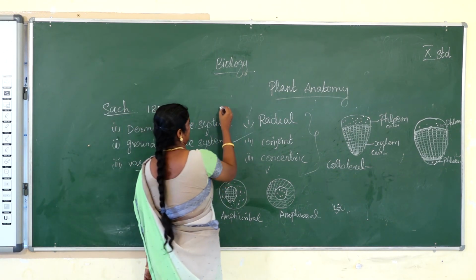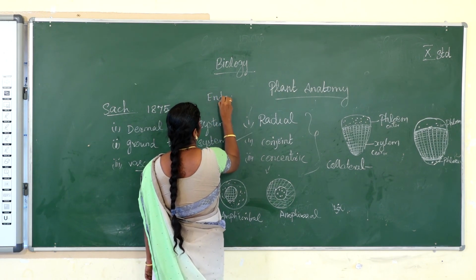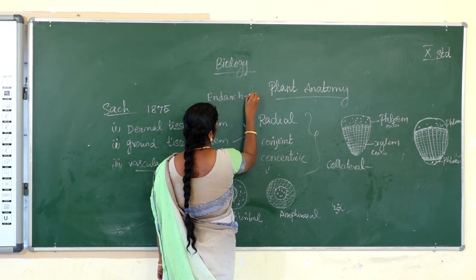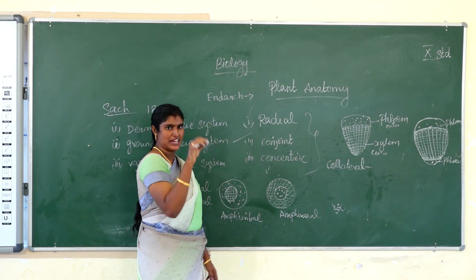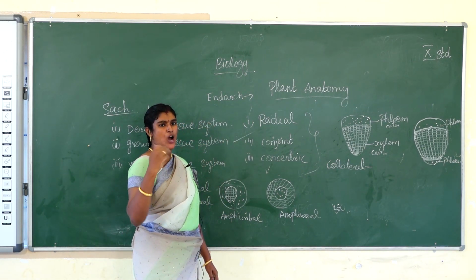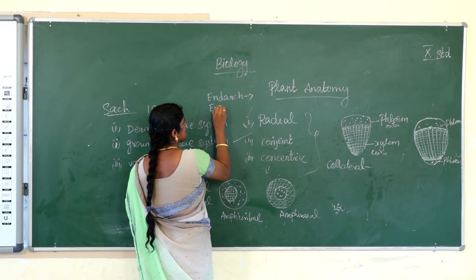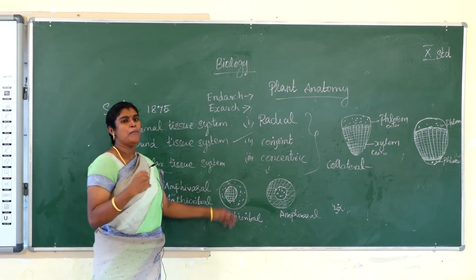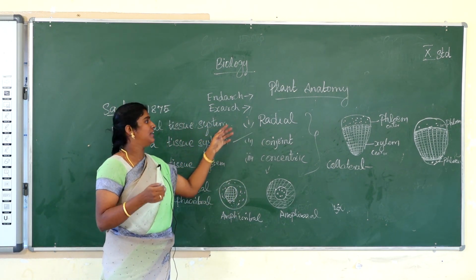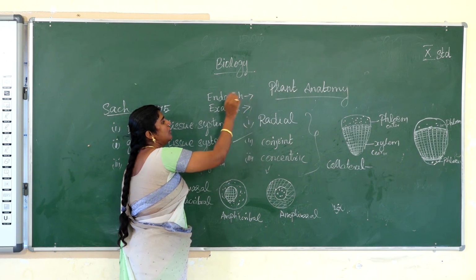Last one, endarch and exarch. What is endarch? Endarch means protoxylem lies towards the center and metaxylem lies towards the outer side. Next, exarch means protoxylem is towards the outer side and metaxylem towards the inner side. The opposite is called exarch.